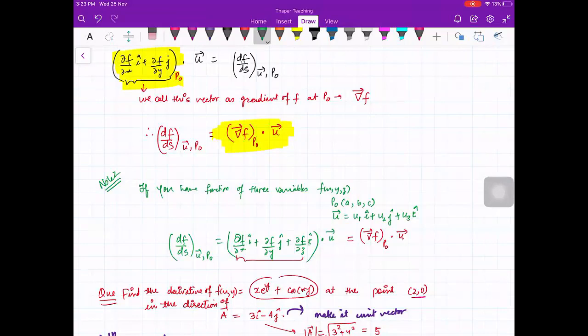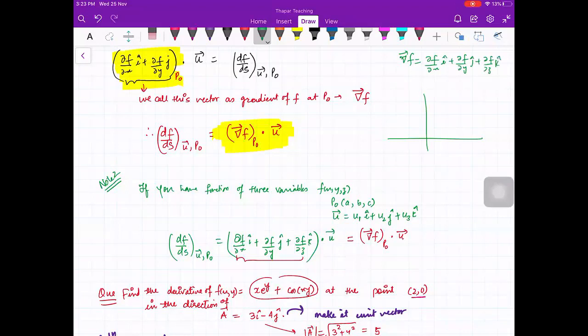You are talking about the gradient? Yes ma'am, specifically about gradient. No. You see, a gradient has nothing to do with the vector. Gradient of f is independent. It is just curly f by curly x i cap plus curly f by curly y j cap plus curly f by curly z k cap.